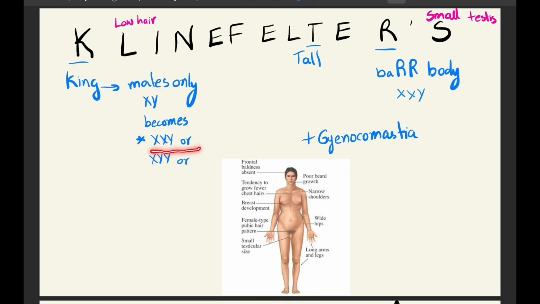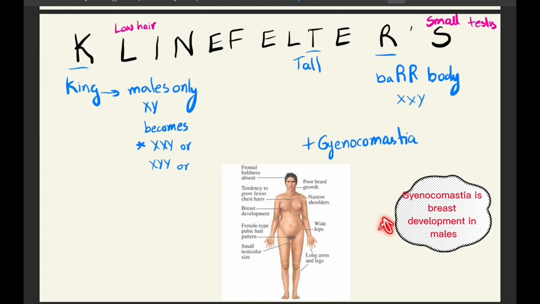Next is Klinefelter syndrome, and for K we have King, and this occurs in males only. And there is XXY chromosome, 47 number of chromosomes with XXY or XYY. XXY is the most important from the MCQ point of view. For L we have low hair. For T, we have tall body. For R, we have bar body, which is XXY, one extra body, that is bar body. And for S, we have small testes as they are underdeveloped.